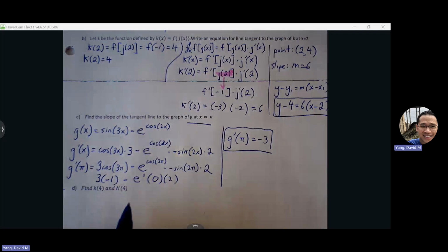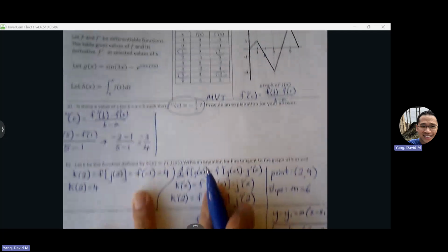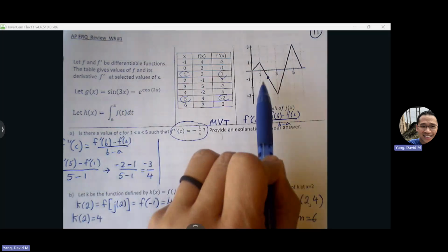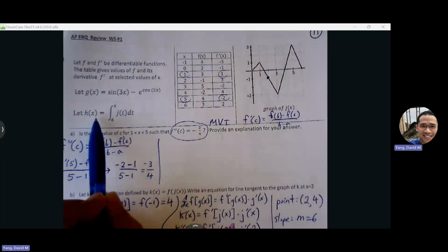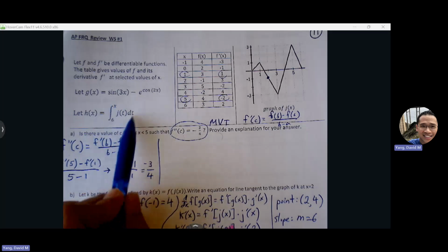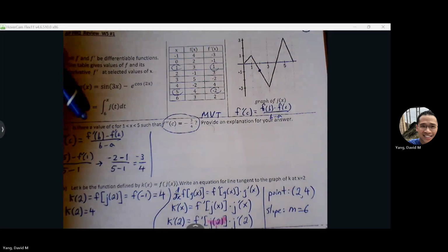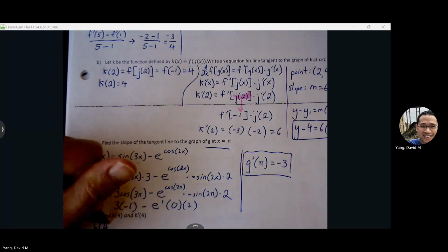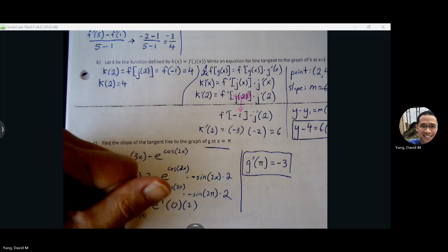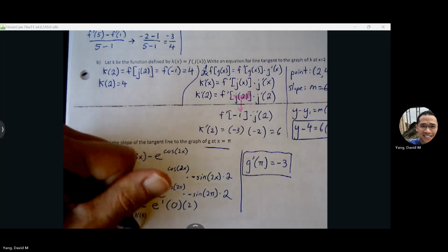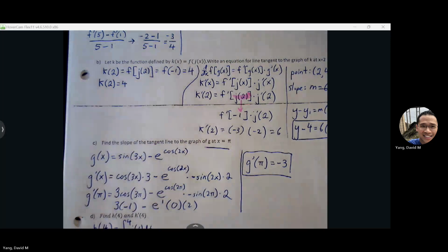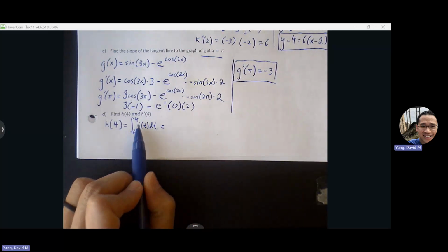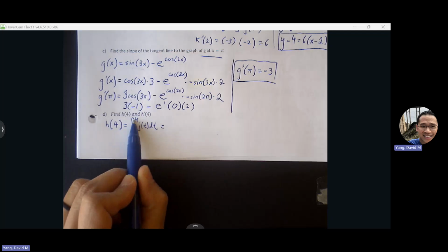Part D, find h of 4 and h prime of 4. So h of 4 is simply involving the region between the graph and the x-axis of my j of t function. And h prime, I can use second theorem to build that, right? So let's do h of 4 first. So h of 4, I'm just using my definition that's provided for me. It's forcing me to put a 4 up there because that's where my variable is.